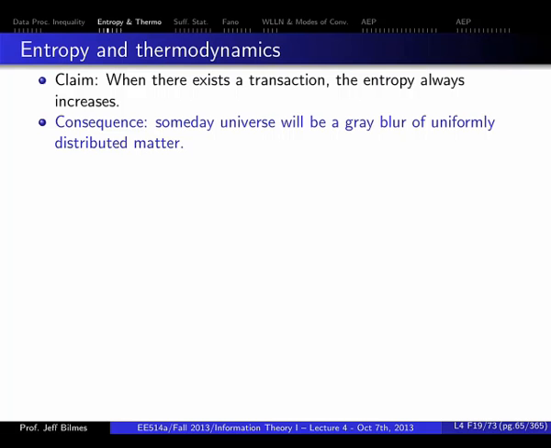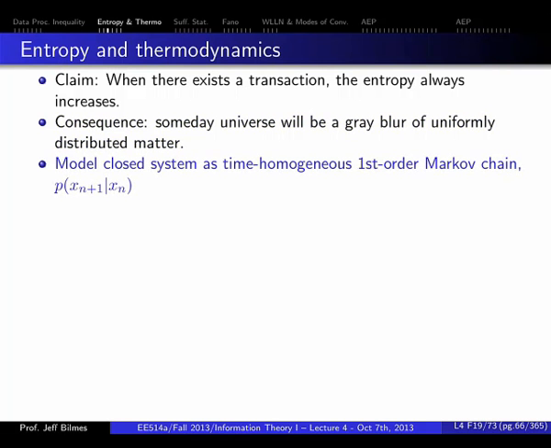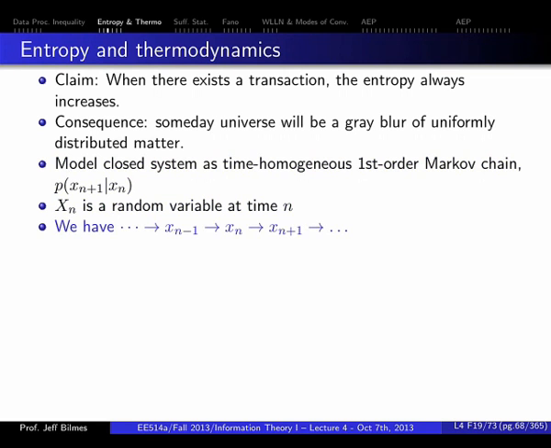We've talked about this. Now let's model this in our context. Let's model this closed system as a time homogeneous first order Markov chain, or Markov process, whose states are governed by this transition matrix, the probability of X_{n+1} given X_n. Let's say that X_n is our random variable, and we can talk about the entropy of that random variable at time n, and how that entropy changes from one time to the next.